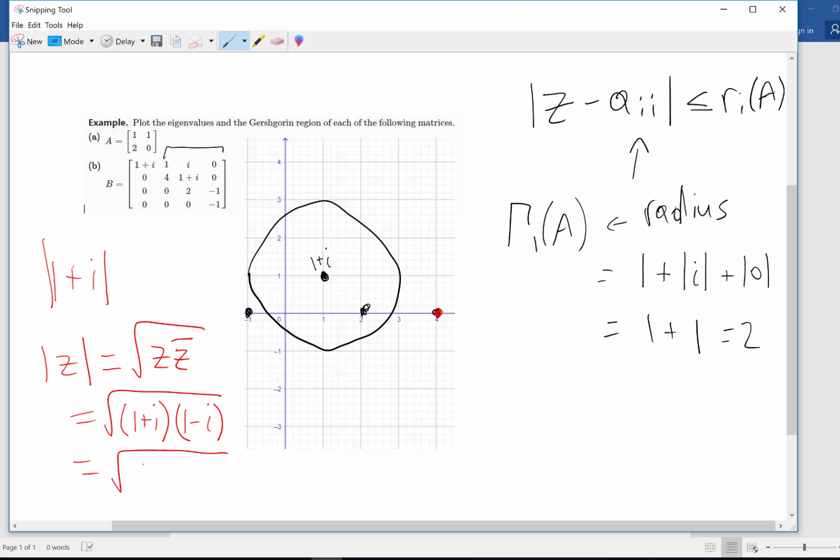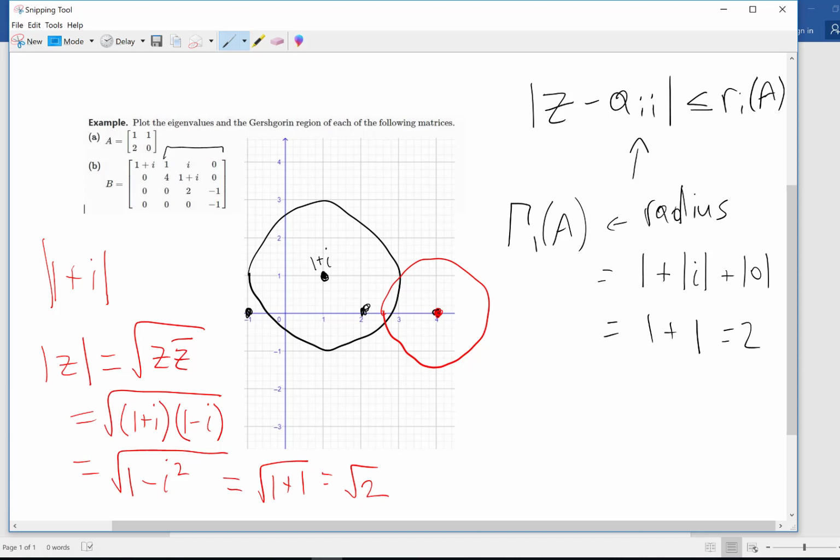And so if you work this out, you get 1 times 1 is 1, negative i and positive i cancel, minus i squared. Of course, i squared is negative 1, so what we really get is the square root of 1 plus 1, which is the square root of 2. And you probably knew that that radius, that distance from 1 plus i to 0, is the square root of 2. You could do that with geometry also. So the square root of 2 is about 1.4, and so my second Gershgorin disk looks something like this. It has a radius of just over 1.4, the square root of 2.